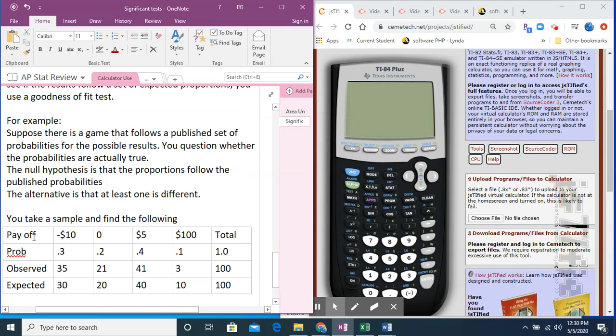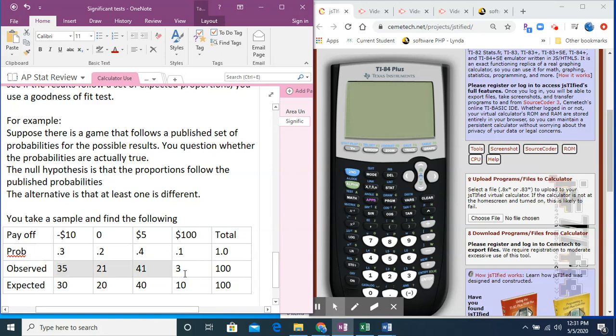So let's take a look at a possible game. Let's say the payoff is minus $10, $0, $5, and $100. So there's a 30% probability that you lose $10, 20% that you break even, 40% that you gain $5, and a 10% probability you gain $100. Now, obviously, whoever's running this game is going to lose a lot of money on it, and we can talk about that with expected value. But right now, I just threw some numbers out there, and let's say that we ran this 100 times.